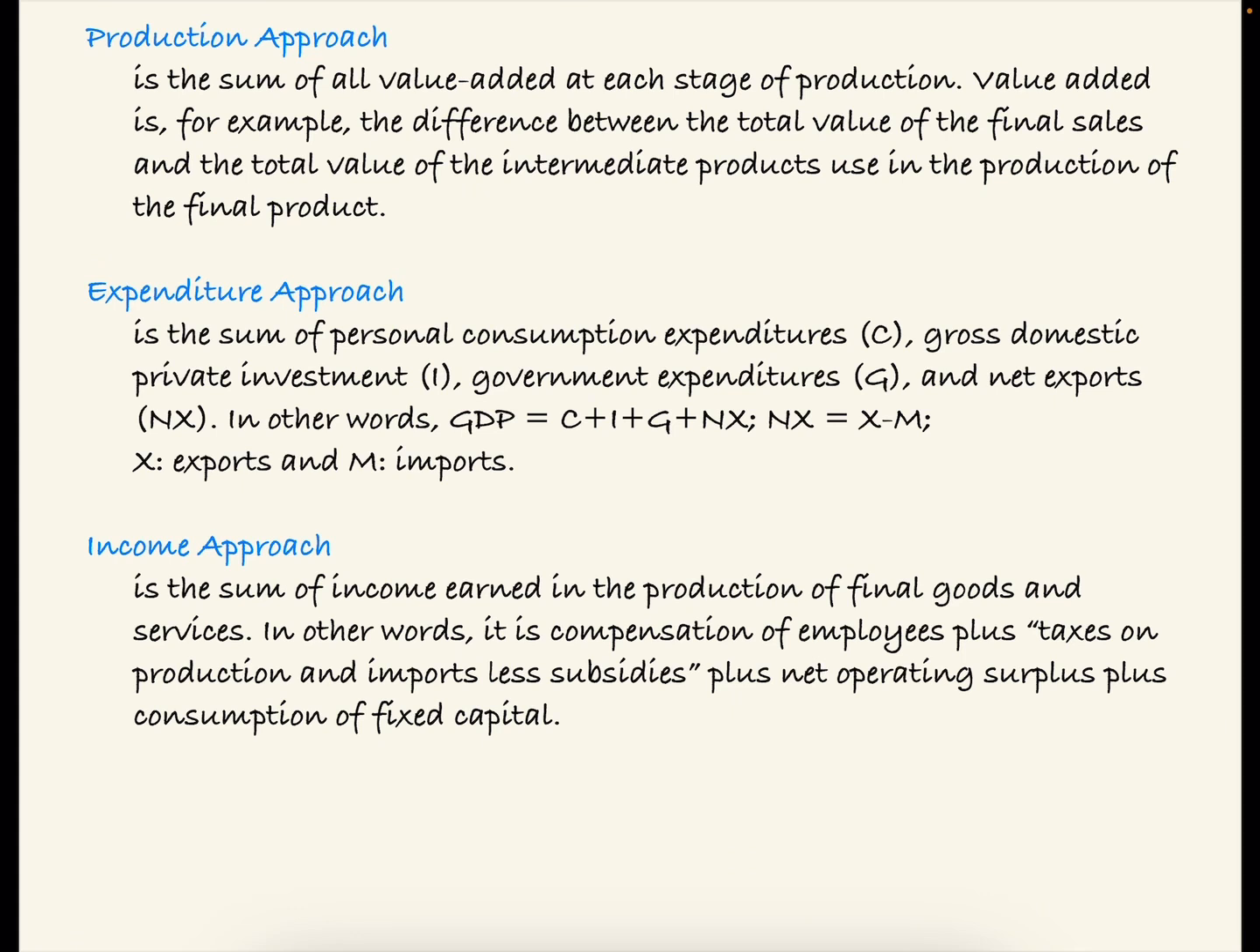Second, we have the expenditure approach, which is the sum of personal consumption expenditures, or C, gross domestic private investment, or I, government expenditures, or G, and the net exports, NX. In other words, GDP equals C plus I plus G plus NX. NX is the net exports, which is exports minus imports.